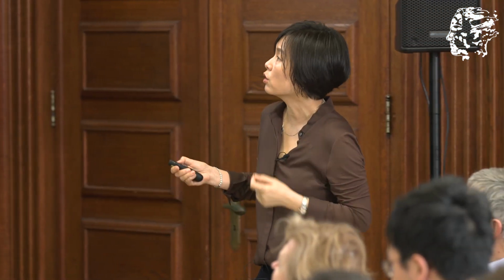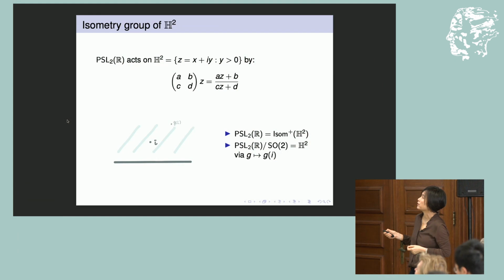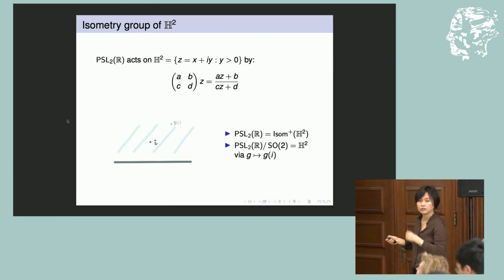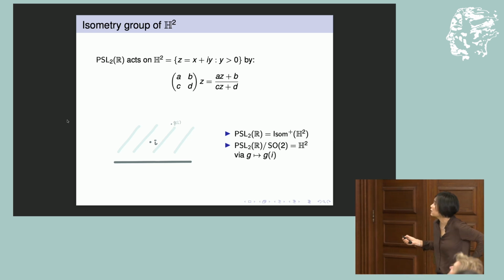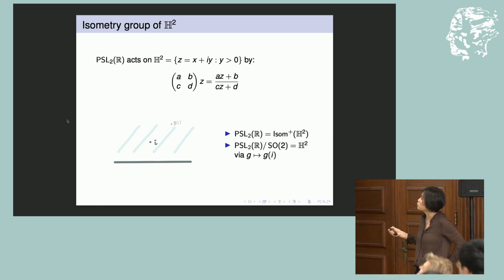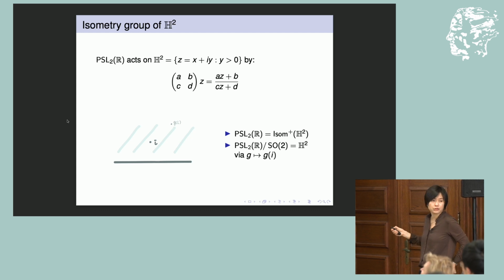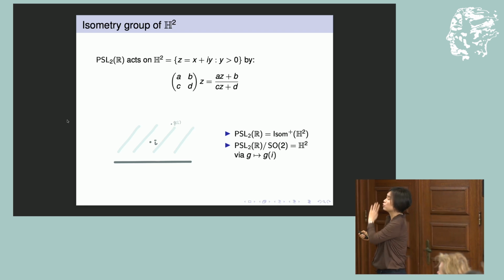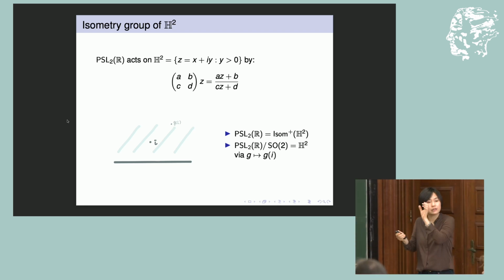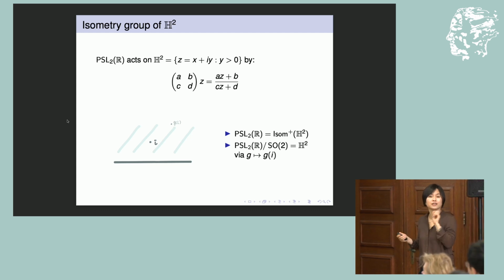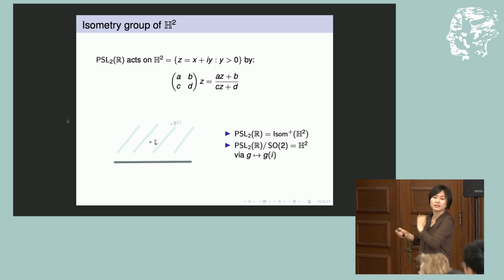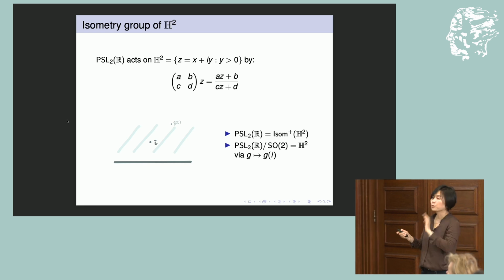And it's easy to compute the stabilizer of this point i in this action. This is exactly the rotation group, SO2. Okay? So this gives us an identification of H2 with the quotient of PSL2R divided by the rotation group SO2. So this is what I meant by H2 is almost a group, because SO2 is a compact group, a rotation group, it's not very large. So H2 is almost PSL2R. Okay? This viewpoint is quite important.